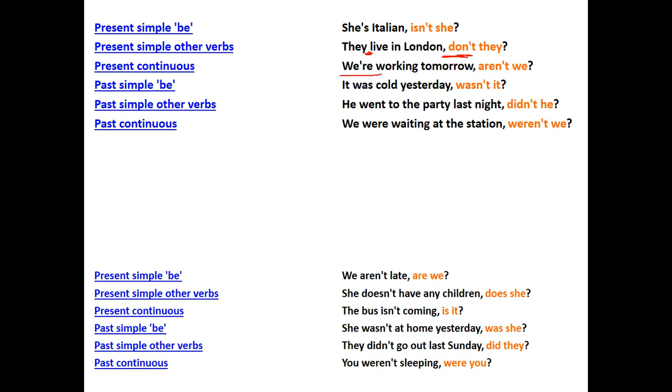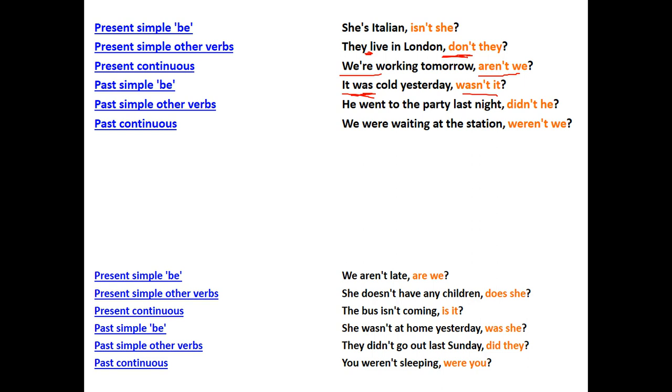Now this is positive, we are going to change it to negative. Okay, now past simple. How do you know this sentence is past simple? Because we have was. Okay, and this is positive. In this part we are going to change it to negative.